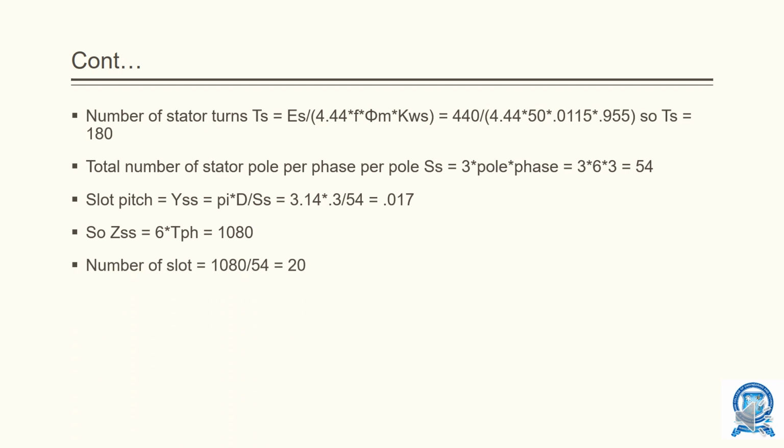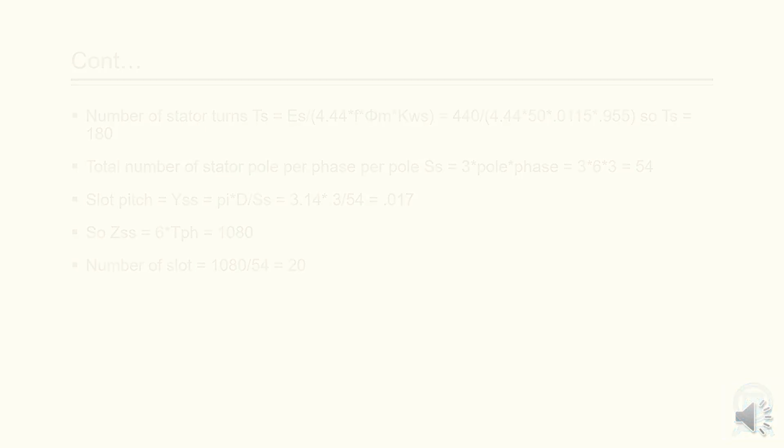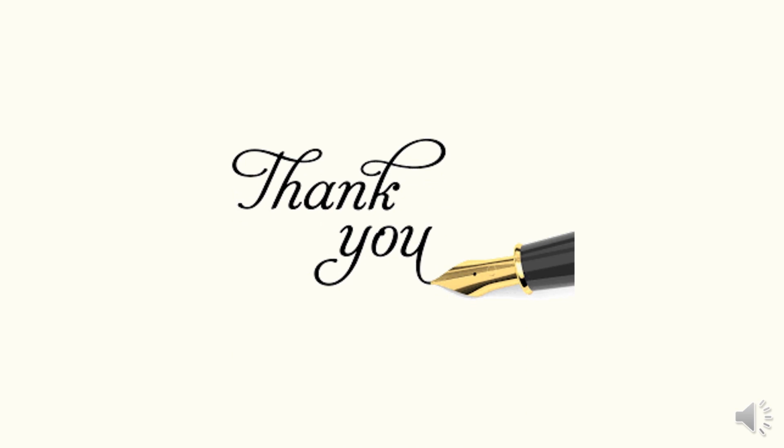Number of slots is total number of conductors divided by ss. So I will be getting a value of 20. Total number of slots is 20, total number of conductors is 1080 and total number of turns per phase is 180 turns. So this is how we used to solve problems with respect to main dimensions in induction machine. Thank you.